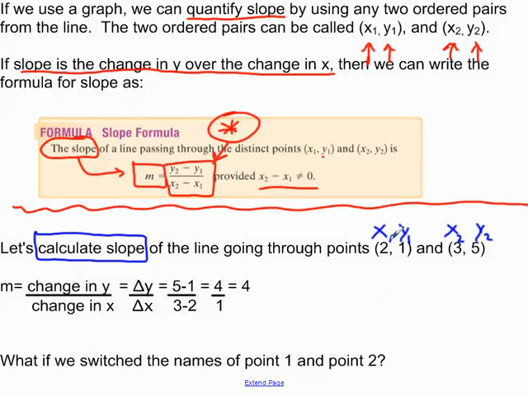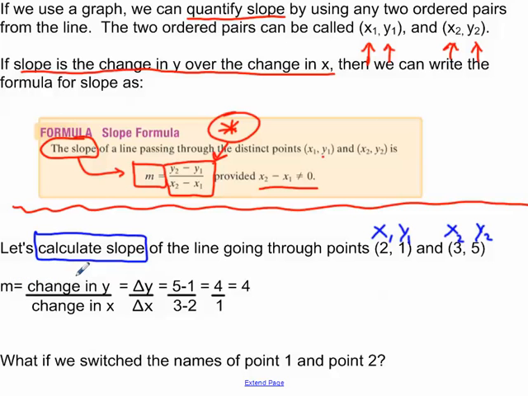So that means 2 is my x1 value, y1 value is 1, x2 value is 3, y2 value is 5. If I put that right down there, that's what I have to do to remember it, and it's not a bad thing. It helps you keep things organized in your own mind. So let's find out what that slope is.